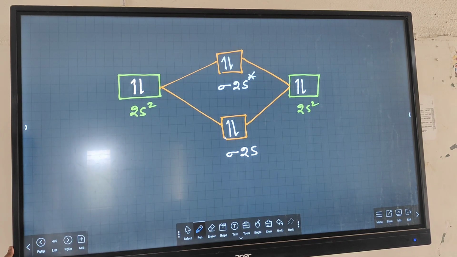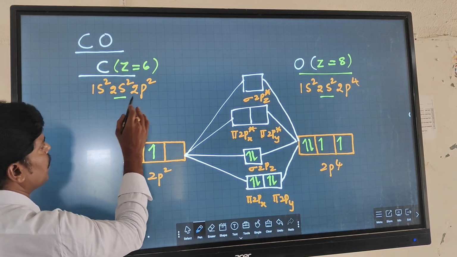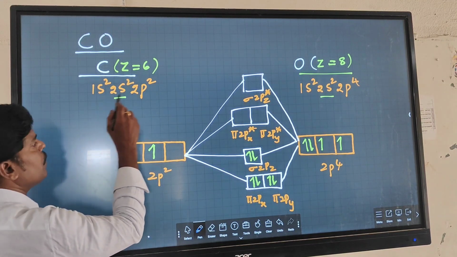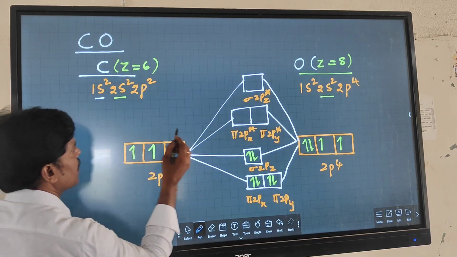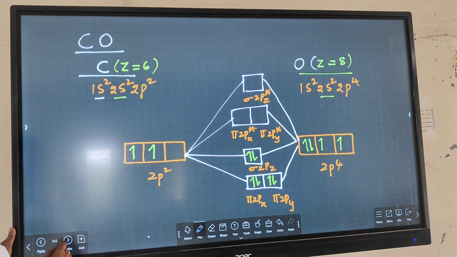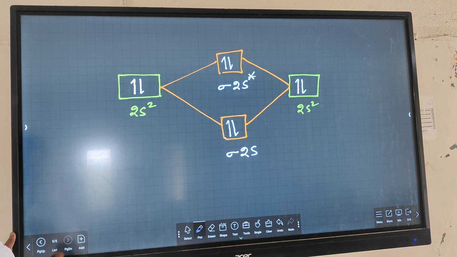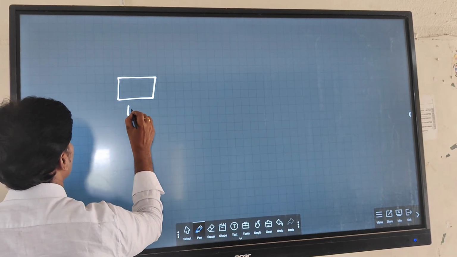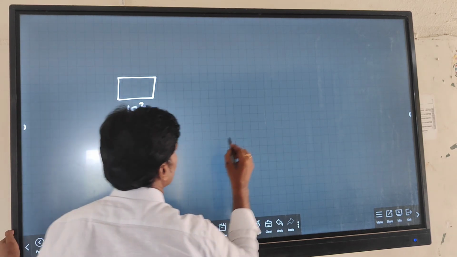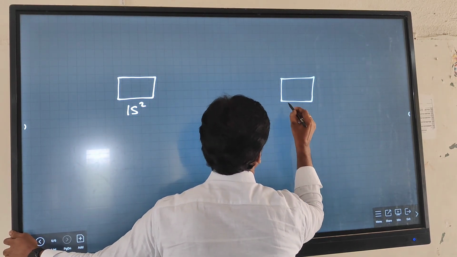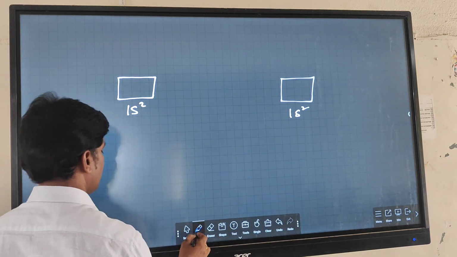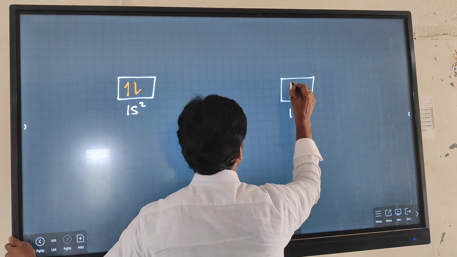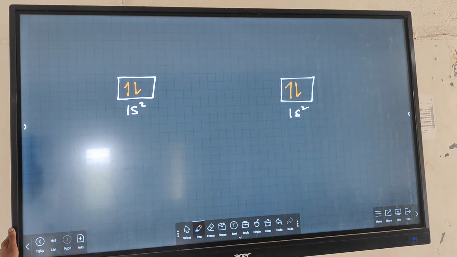Now we have completed the combination of 2p orbitals and the combination of 2s orbitals. Now we have 1s2, here oxygen 1s2. Let me show you how 1s orbitals combine together. Here 1s2 from the carbon atom, and 1s2 from oxygen. 2 electrons are present in the 1s2 orbital, here also 2 electrons. These 2 are atomic orbitals.